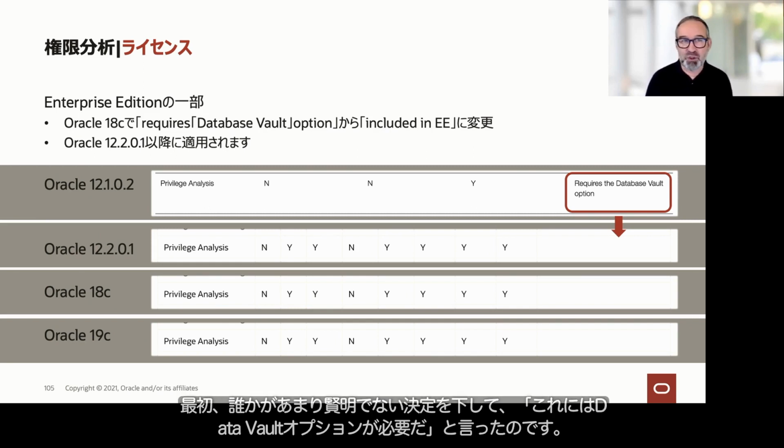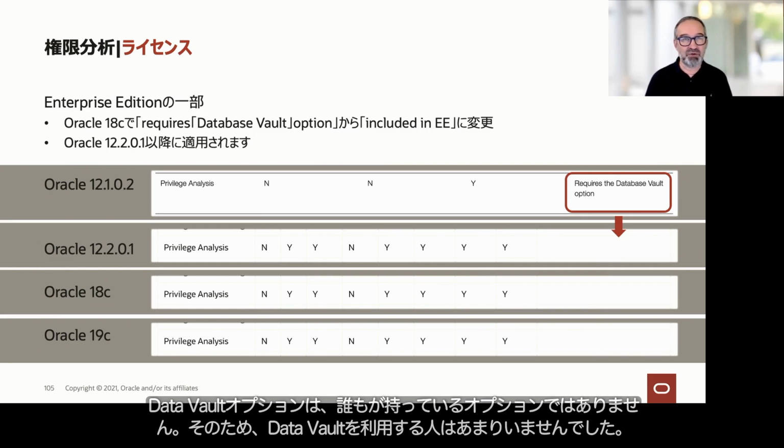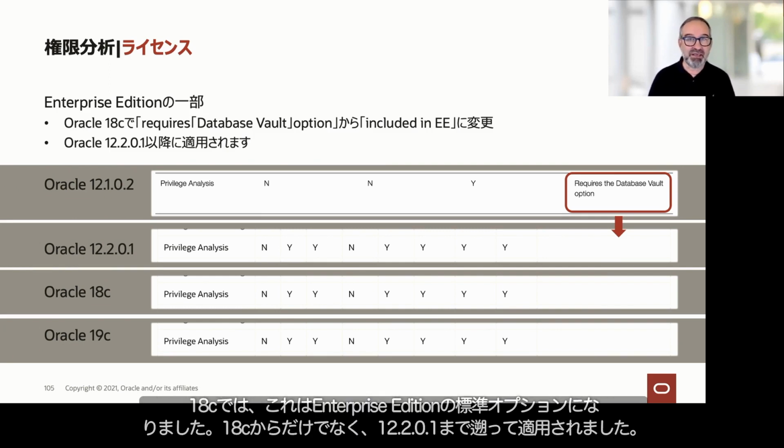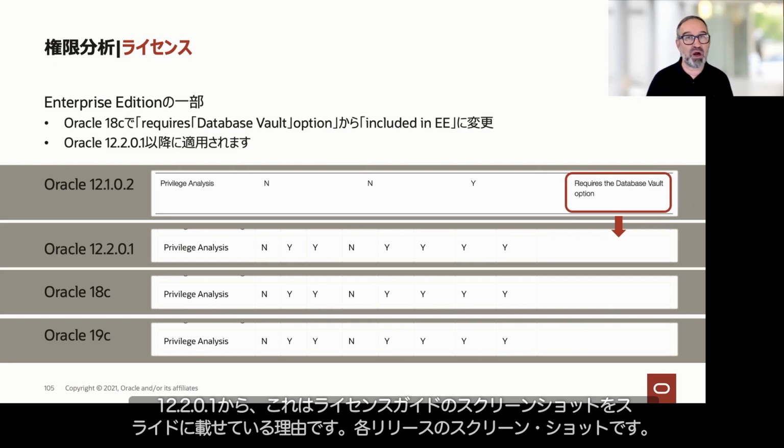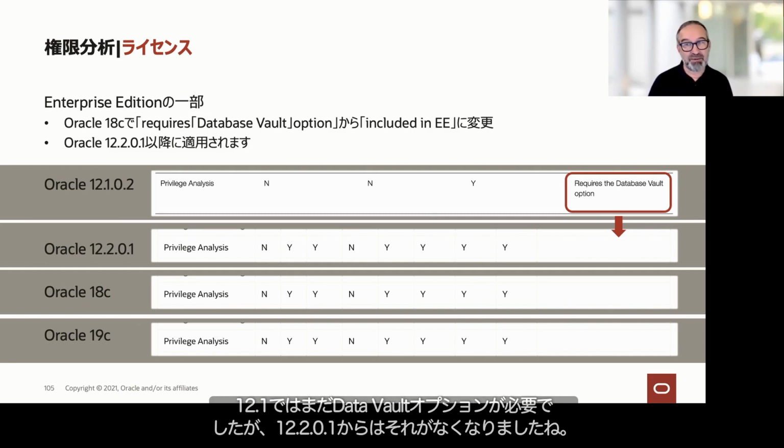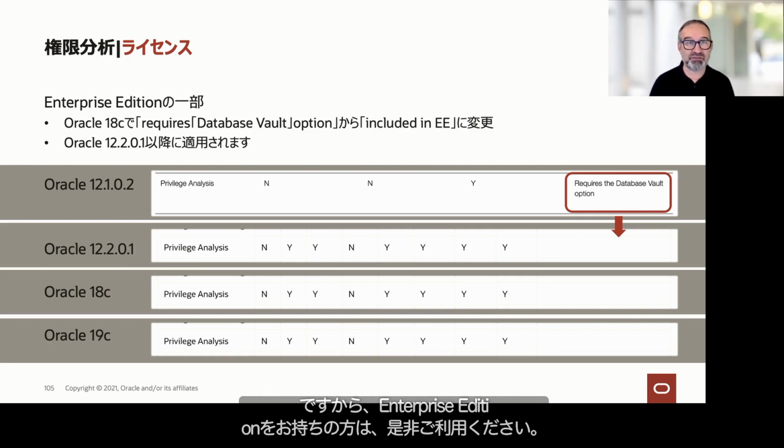Somebody made a not so wise decision in the early days and said, oh, this requires the Data Vault option. Now, the Data Vault option is not an option everybody has. So not many people use that. And with 18c, this became a standard Enterprise Edition option, and not just from 18c on, it applied backwards to 12.2.0.1 as well. This is why I have the screenshots from license guides here for different releases on the slide: you see in 12.1, it's still requiring Data Vault option, and from 12.2.0.1 on, it's not there anymore. So if you have Enterprise Edition, feel free to use that.